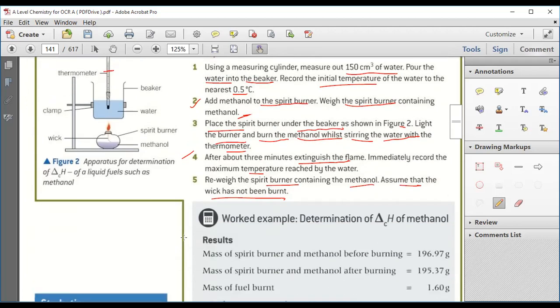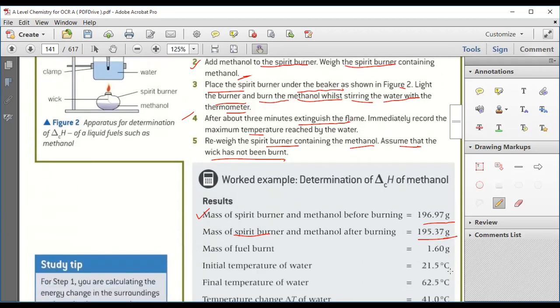Now suppose the mass of the spirit lamp and the methanol before burning is 196.97 gram. The mass of the spirit lamp and the methanol after burning is 195.37 gram. If you subtract this from this, you will get the amount of fuel burnt, that is 1.6 gram. Clear?